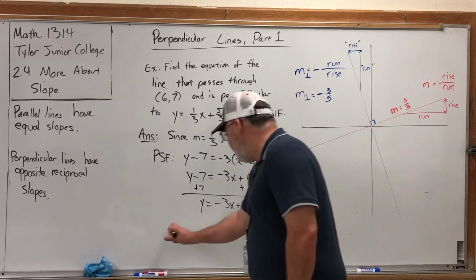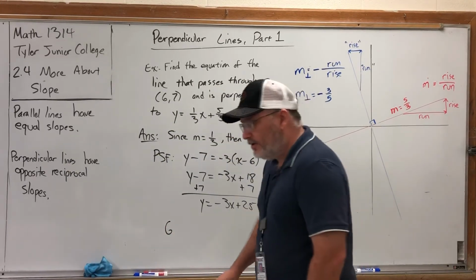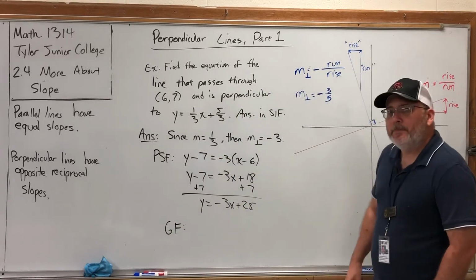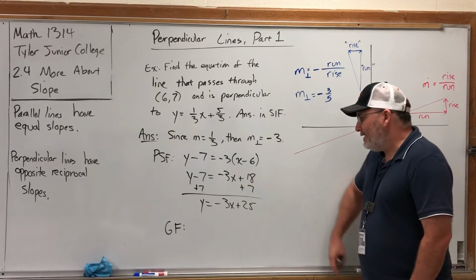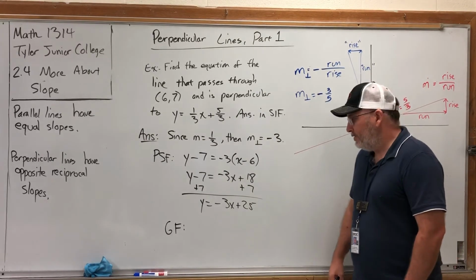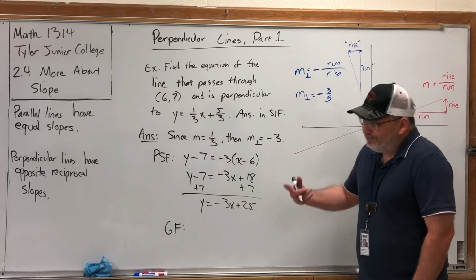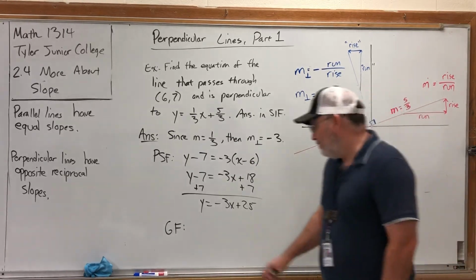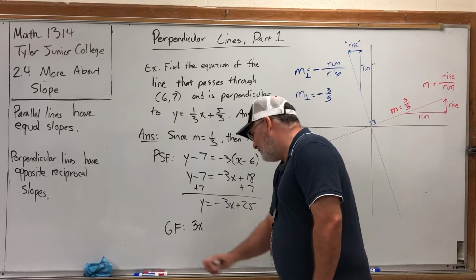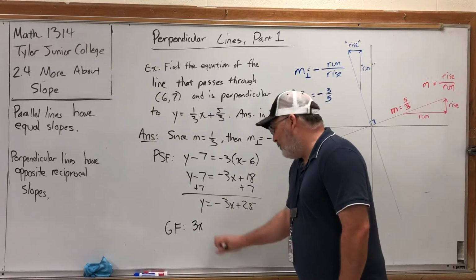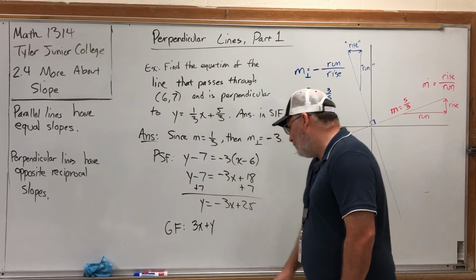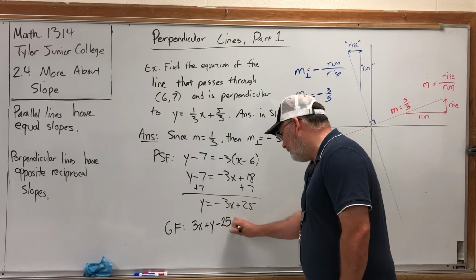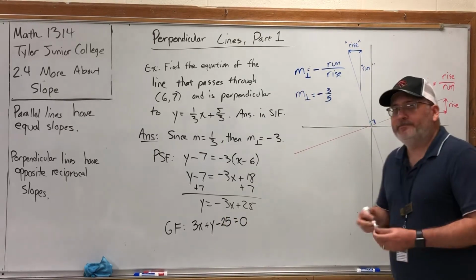Just for kicks and giggles, do you know what general form would be? To get general form, we need to make it equal to 0 and make sure the x is positive and there are no fractions. That part's already taken care of. But for the other two, we can just move everything to the left. So the 3x would move and change signs, it'll become positive. The y is not moving, so it's not changing signs, so it's still positive. The 25 is moving, so it's changing signs, it becomes negative. The general form would be 3x plus y minus 25 equals 0.